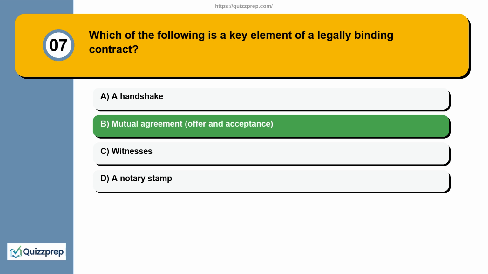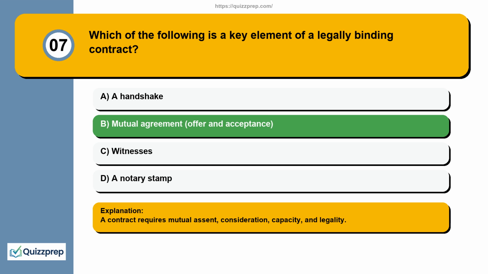Mutual agreement, offer and acceptance. Explanation. A contract requires mutual assent, consideration, capacity, and legality.